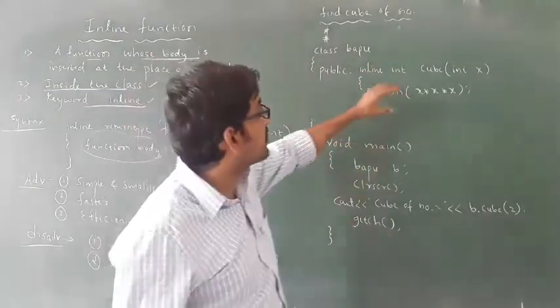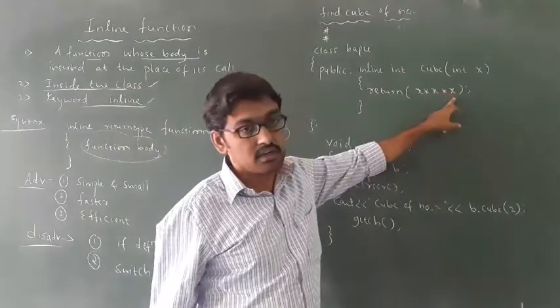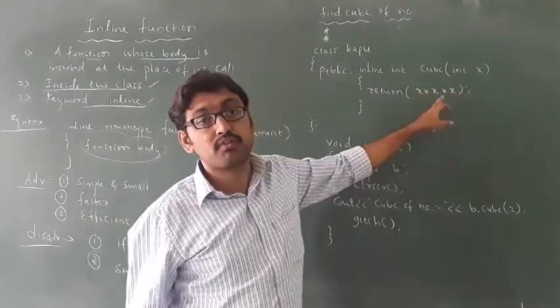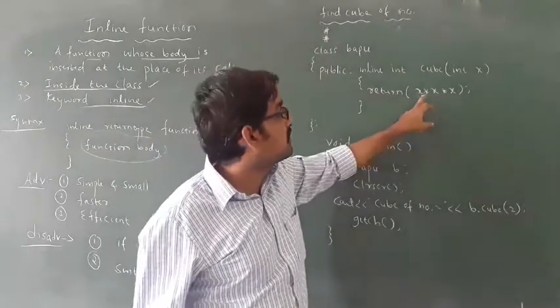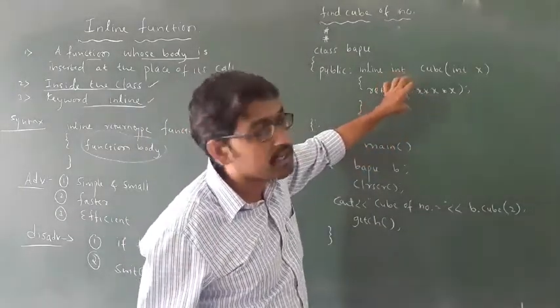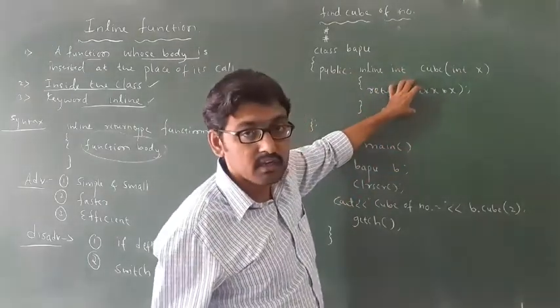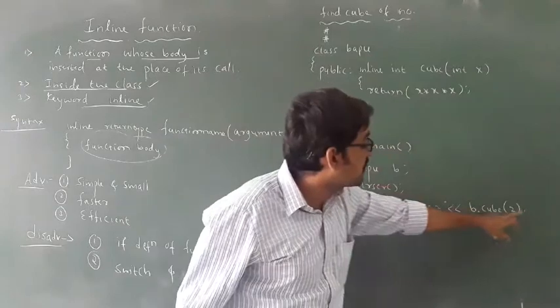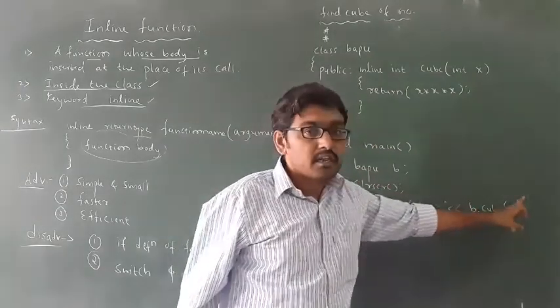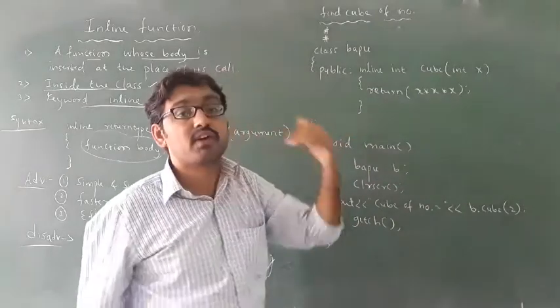This is a function body. This function, x star x star x, finds the cube of a number. This function body will be inserted at the place of its call. Okay, that is called an inline function.